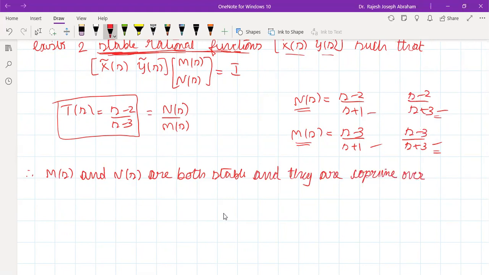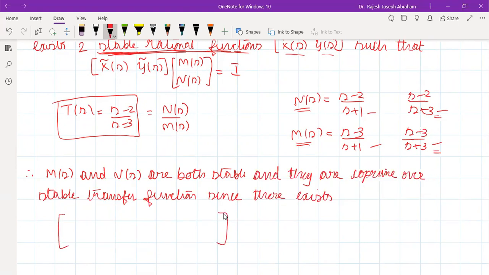Over stable transfer functions, since there exists x hat and y hat, can you find what they are? This is s minus 3 by s plus 1 and this is s minus 2 by s plus 1. Can you find what your x hat and y hat are? Is it possible?